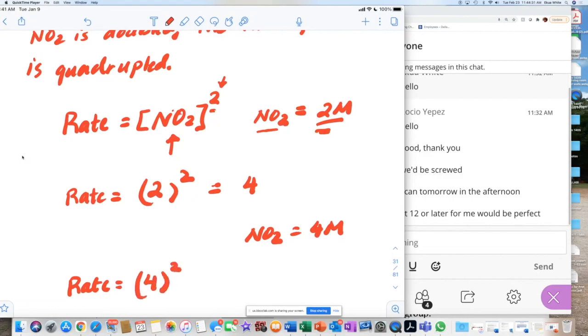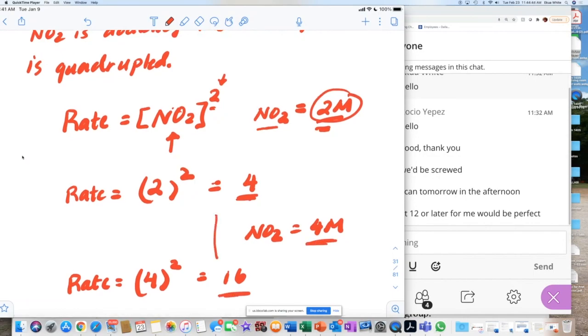4 squared, what is this? 16. So the rate when NO2 was 2 is 4. The rate when NO2 was doubled is 16. How has the rate changed? From the original rate 1 to rate 2, you can see right here, times 4. That's why they use the word quadrupled, right? It's quadrupled because of the order. So we're going to go through line by line and look at how zero order influences the reaction, first order influences the reaction rate, and then second order. We have already seen second order, right, based on this question.